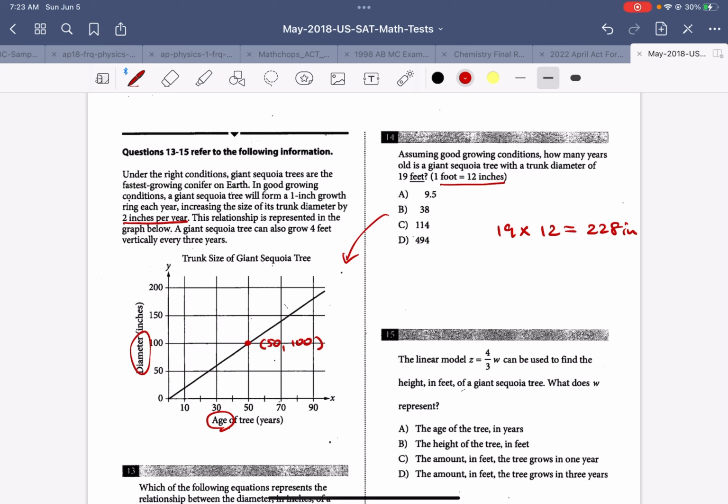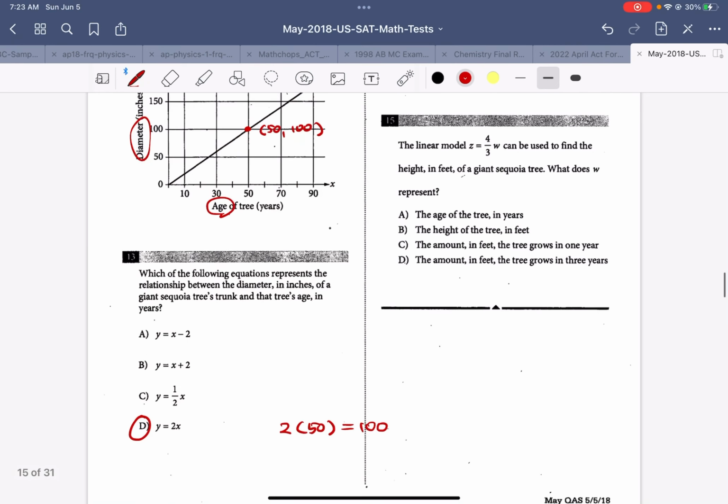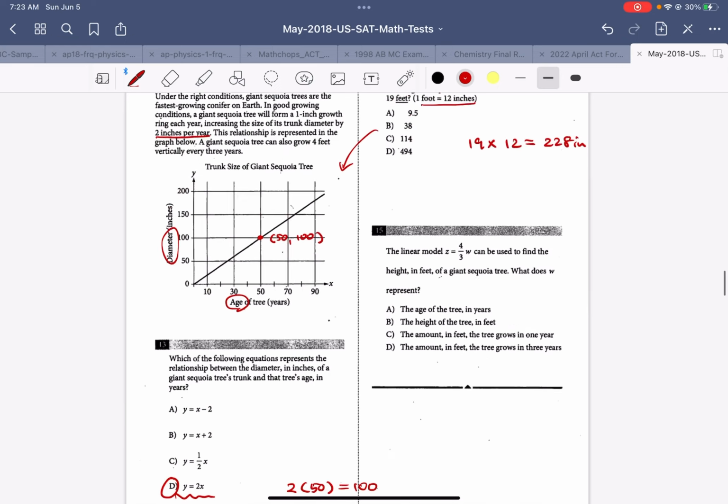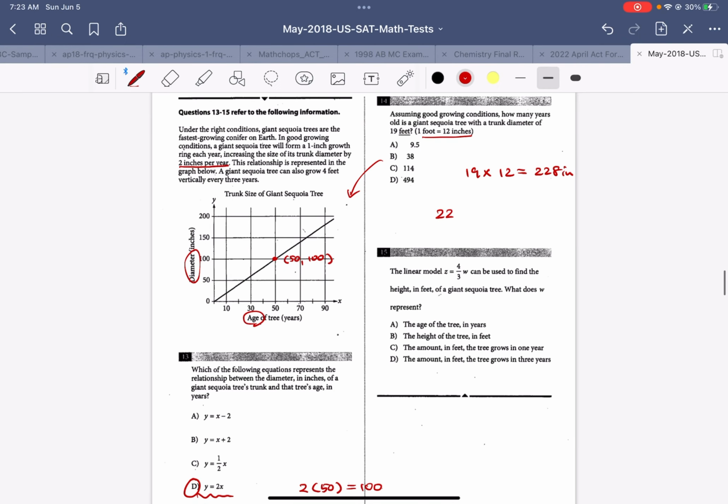They ask you the next value. So you can set it up based on the equation we found. So 228 equals 2x. So x has to be 114 years. That's the age. So answer has to be C. So make sure you convert to the right unit.